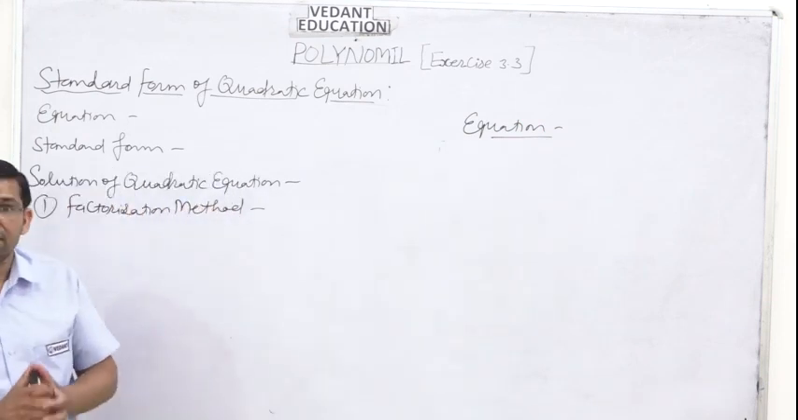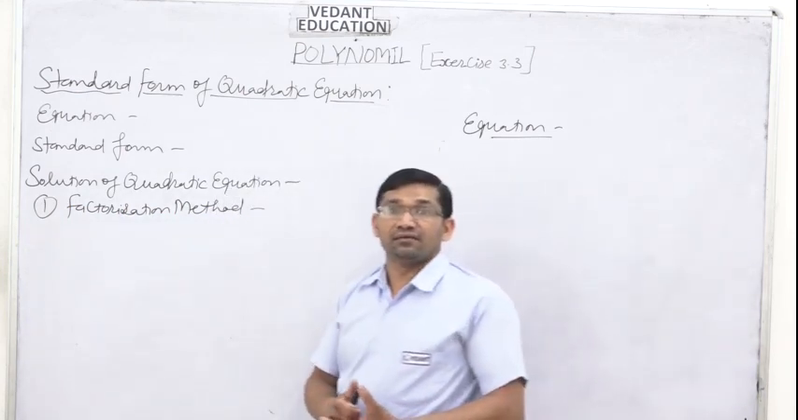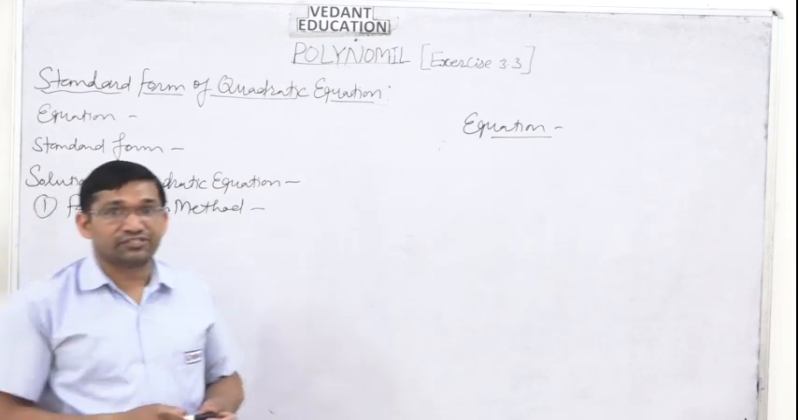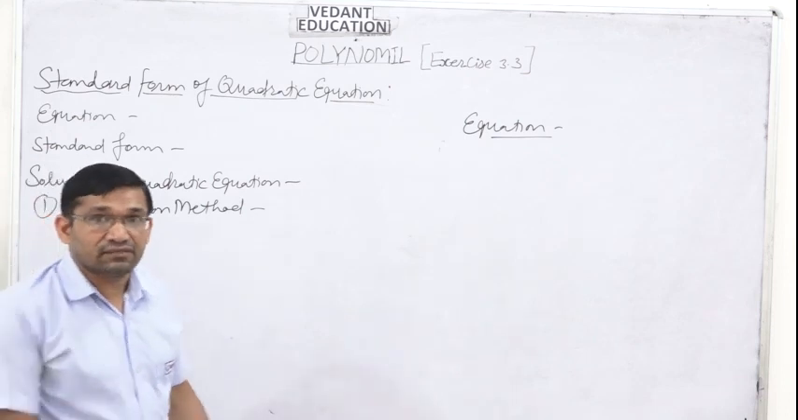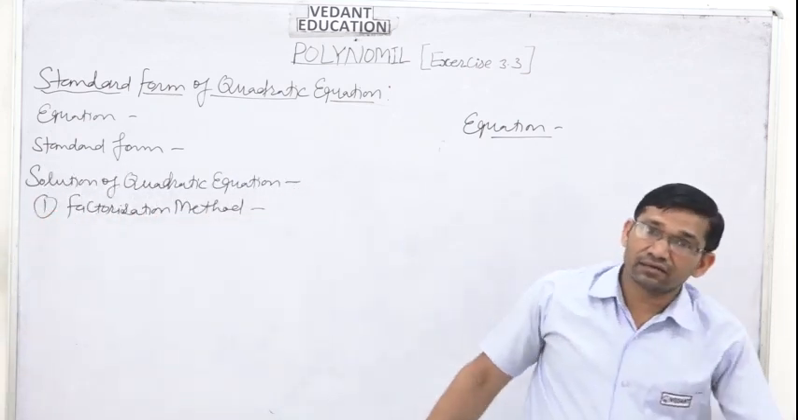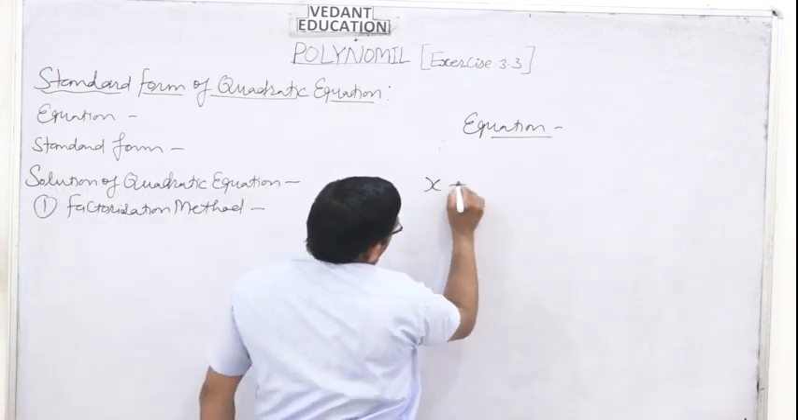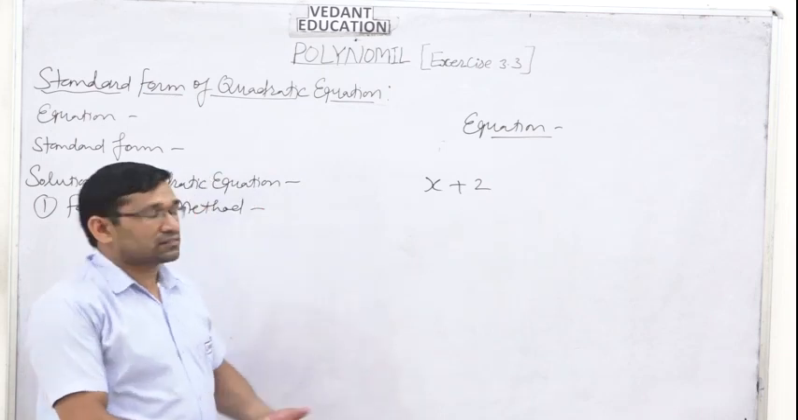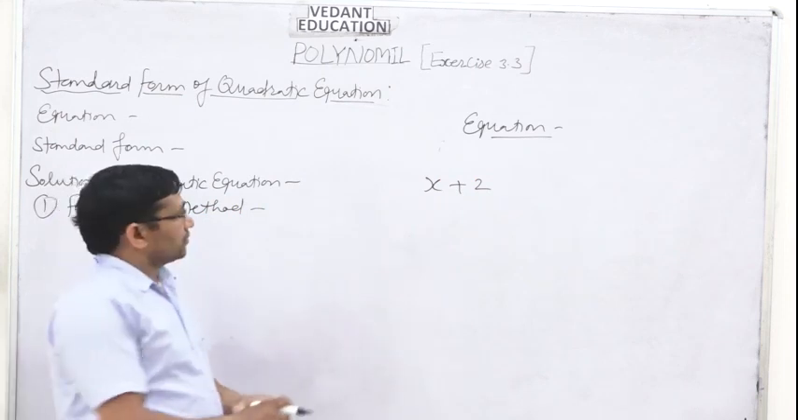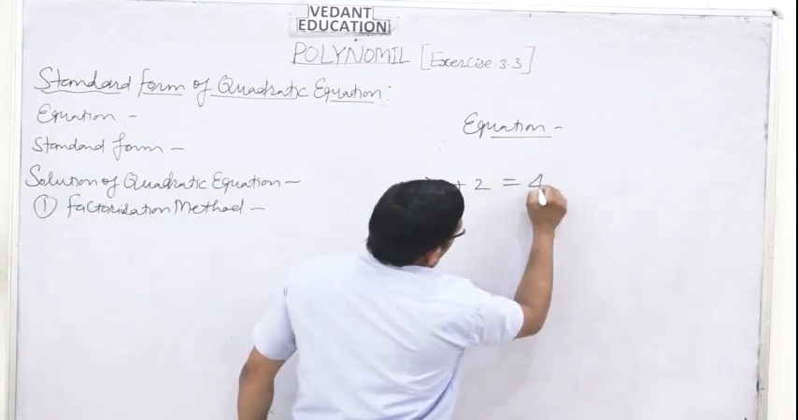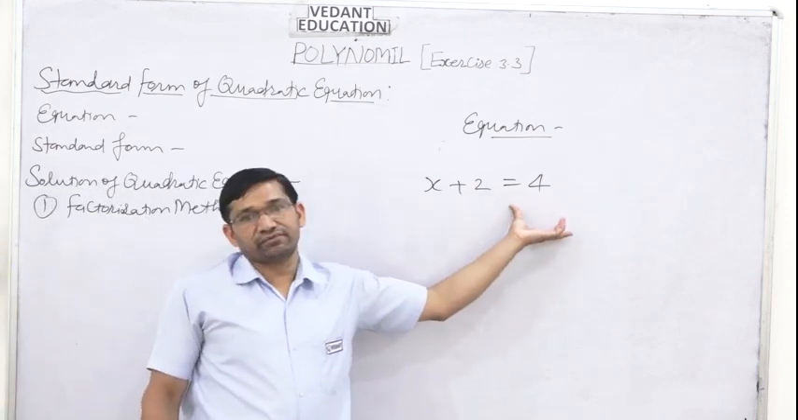Definition of equation: any algebraic expression which has an equal sign is known as an equation. What is an algebraic expression? An algebraic expression is made by variables and constants. Suppose an algebraic expression is x plus 2. This is only an expression, an algebraic expression. If we write equal to 4, then this algebraic expression changes into an equation.